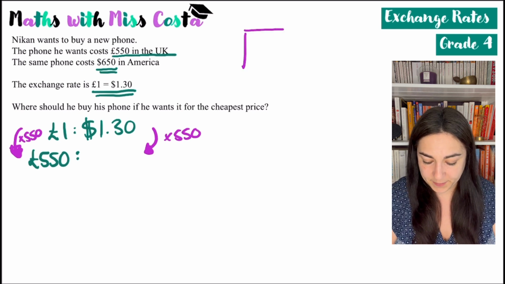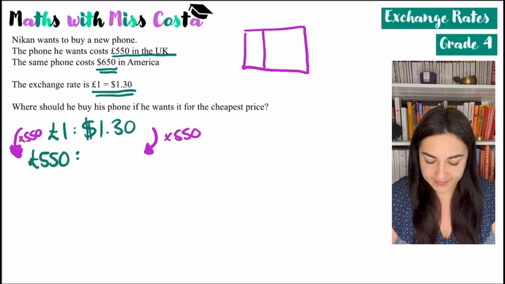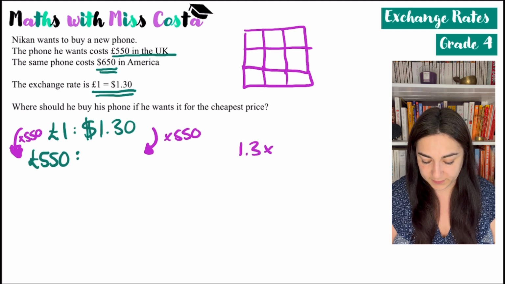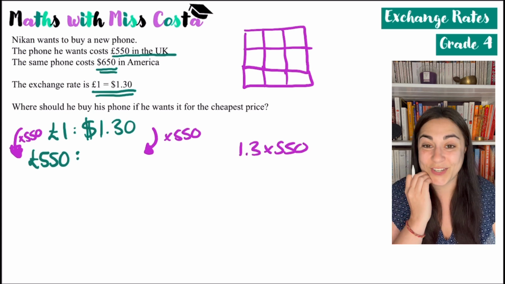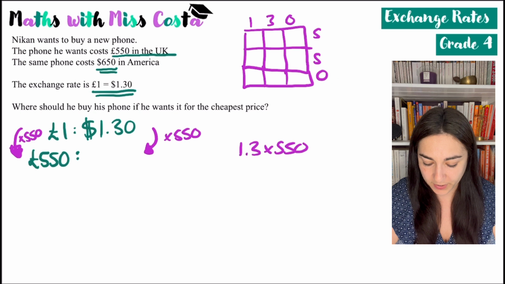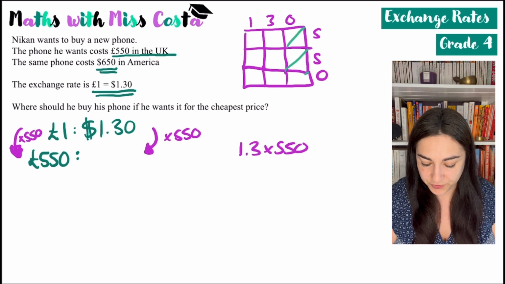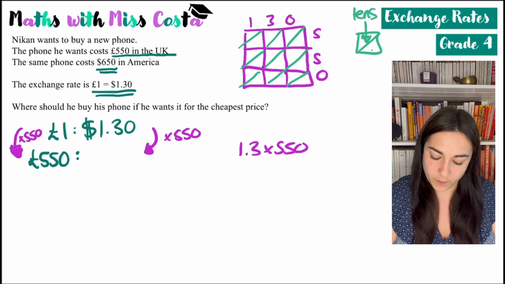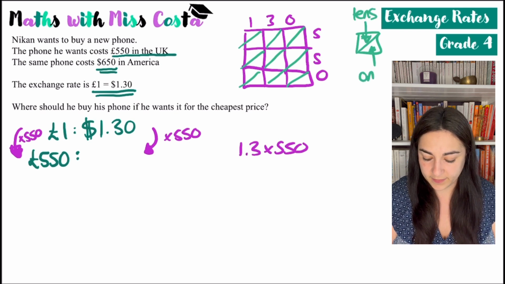Now, non-calculator paper, I just like doing the lattice method. You can do whatever method you like the most. But you're going to need to do, well, you could do 1.3 times 550, I suppose, or you could just do 130 times 550. I'm just going to do that to work out what it is in pence. So with the lattice method, you just divide each section into 2, and then your tens go in the top little diagonal, and the ones go over here.